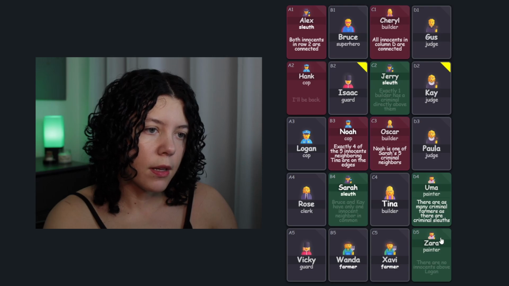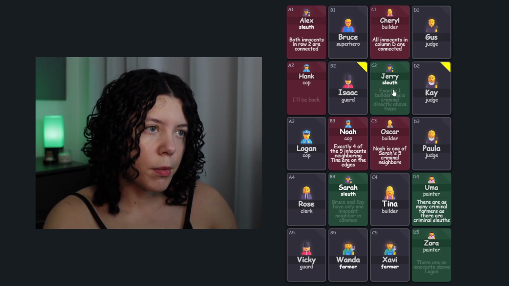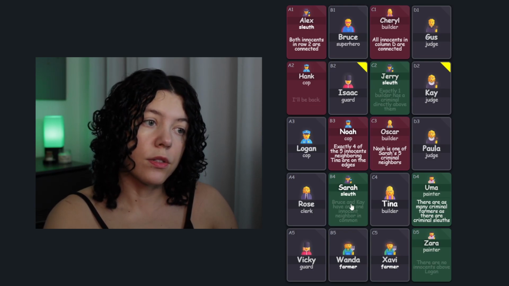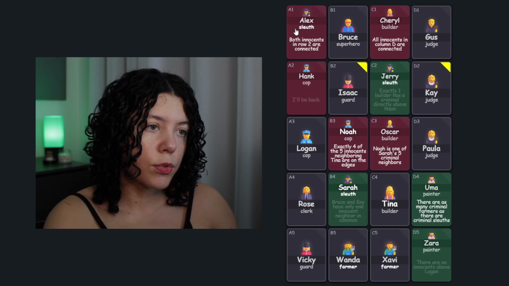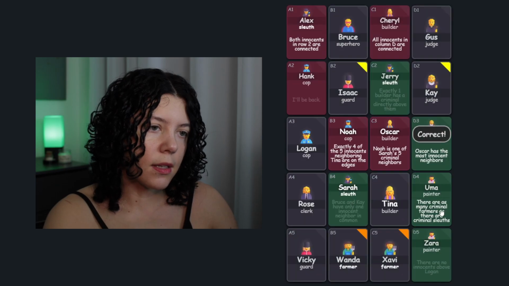So Uma now tells us there are as many criminal farmers as there are criminal sleuths. Jerry is a sleuth, but he's not a criminal. What about farmers? Alex is a sleuth and he's a criminal. Sarah is a sleuth and she's not a criminal. So we have one criminal sleuth, which tells us there's only one criminal farmer. So Wanda and Xavier are one or the other. But they also tell us that Tina has the criminal neighbor down here in row 5. So Paula is an innocent.